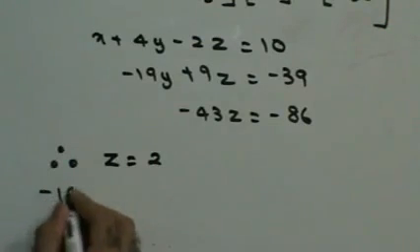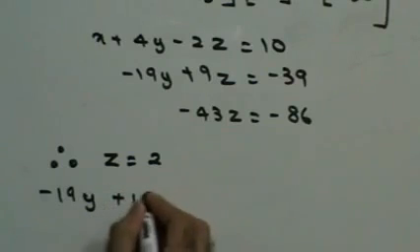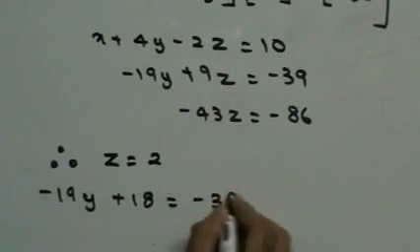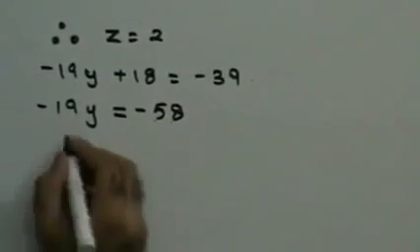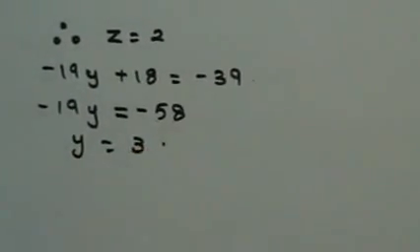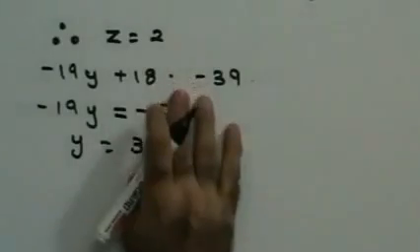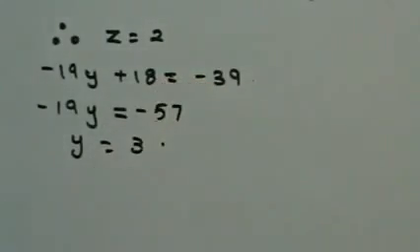So in that case you will get minus 19y plus 18 is minus 39, minus 19y is minus 57. Right, minus 57, sorry. So y will be equal to 3.